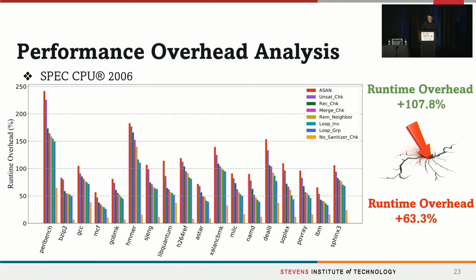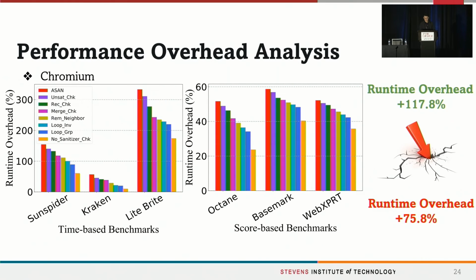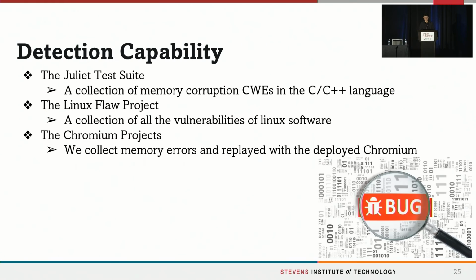After briefly introducing our tool ASan--, now it's time for evaluations. The first part is the performance overhead analysis. By applying all of the optimization strategies on SPEC CPU2006, the runtime overhead that ASan brings drops from 107.8% to 63.3%. And for Chromium, the runtime overhead drops from 117.8% to 75.8%. The performance evaluation shows our tool ASan-- can efficiently reduce the overhead caused by ASan.